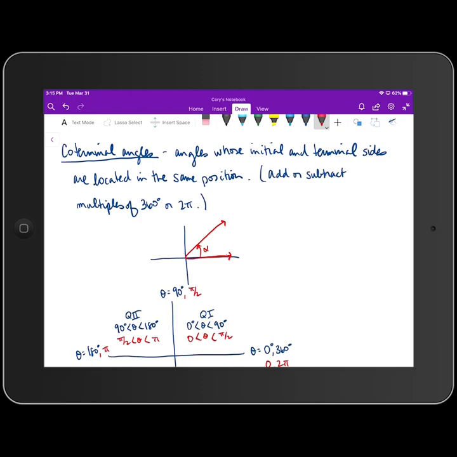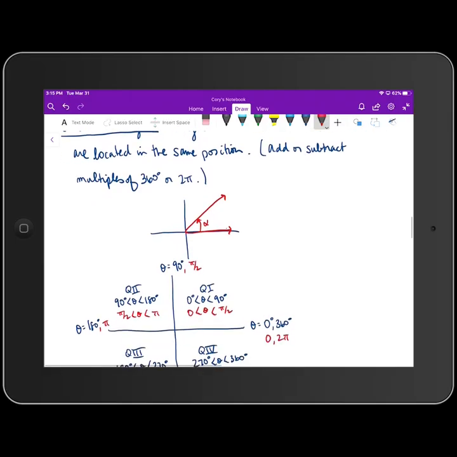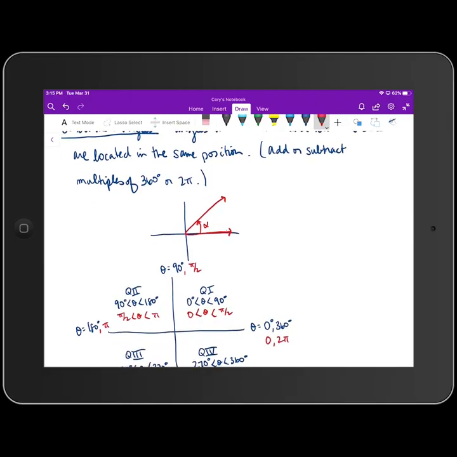The way we go about finding coterminal angles is we add or subtract multiples of 360 degrees or 2 pi radians. If you look at the diagram I have down below, I've drawn an angle alpha in standard position. And if I want to find an angle beta that is coterminal with that angle, I'm going to go ahead and draw this angle beta in green.